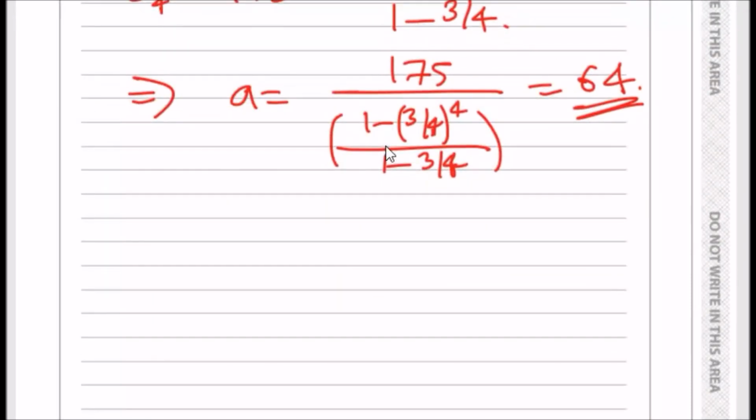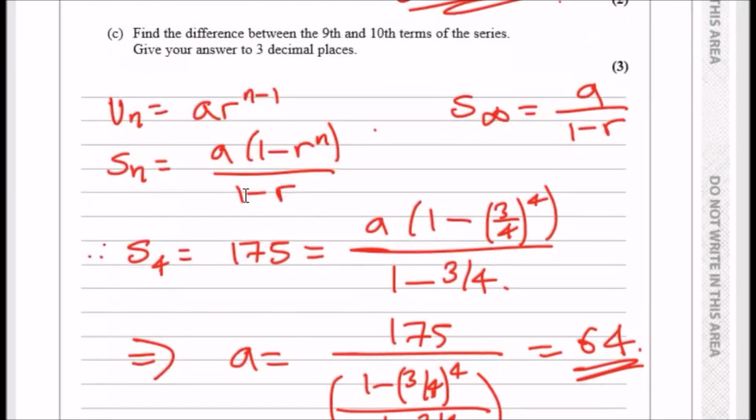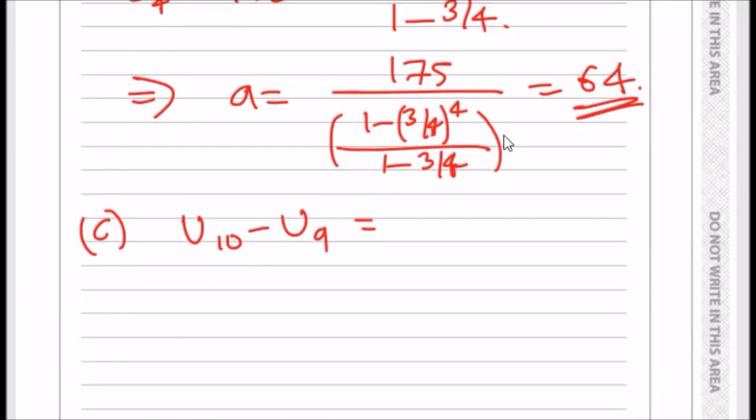So for part C, we can just say u10 minus u9, it doesn't make a difference. The value of u10 using the general formula is a r to the power n minus 1. So it's going to be a, the first term, which we found out was 64, times r, which is 3/4, to the power of n minus 1, which is 10 minus 1, which is 9. And all of this minus the same thing, but to the power of 8. And when you do this, you're pretty much done.